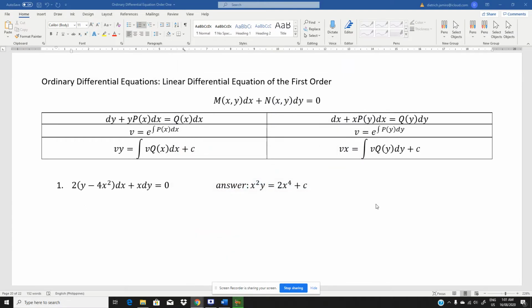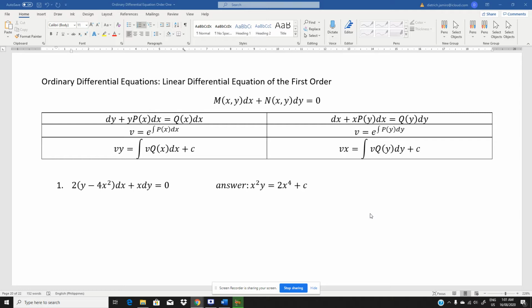So our topic for today is all about ordinary differential equations, specifically linear differential equations of the first order. So we are given that M, a function of x comma y, dx plus N, a function of x comma y, dy equals 0.